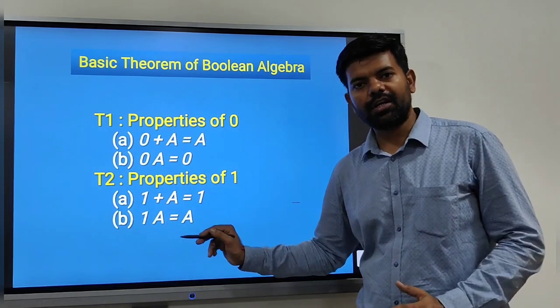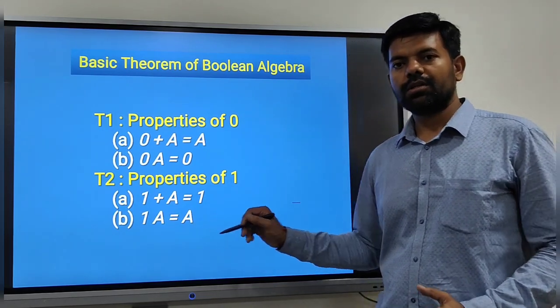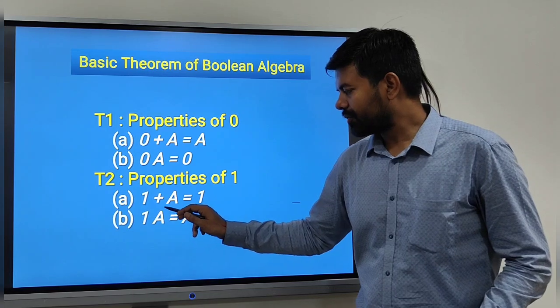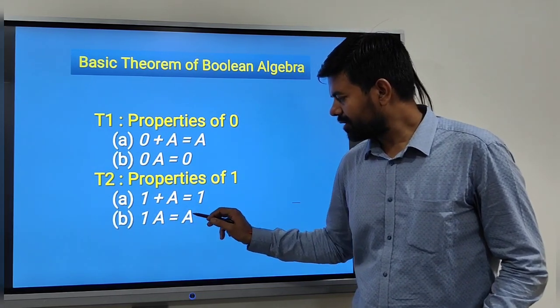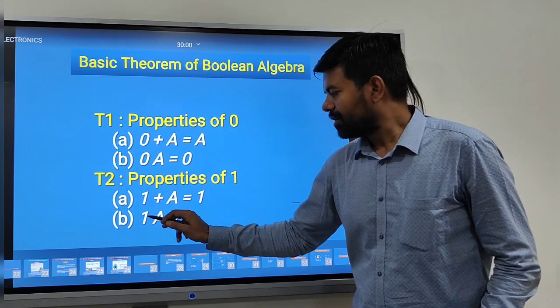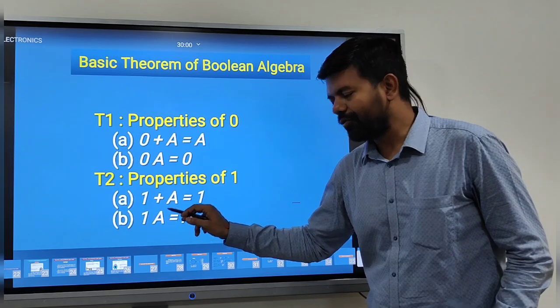1 dot a becomes a, because it is multiplication. If in place of a we put 1, 1 multiplied by 1 gives 1, the value of a. If we put 0, 1 multiplied by 0 gives 0, the value of a only.